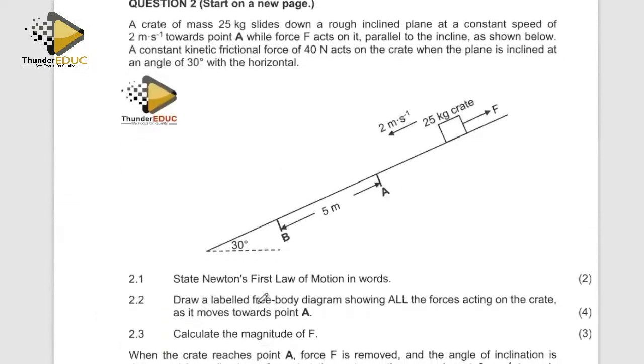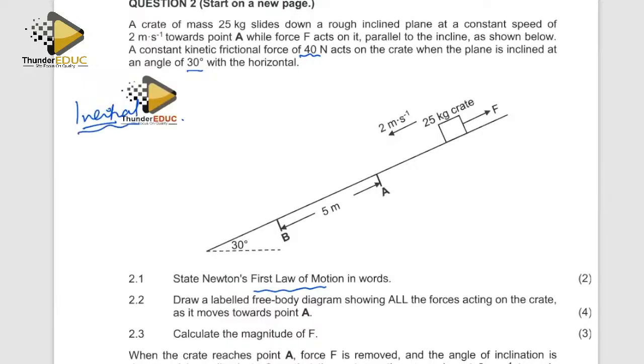Question number 2. There's a crate of mass 25 kilograms that slides down a rough inclined plane at a constant speed of 2 meters per second towards point A. There's a force F that acts on it parallel to the incline as shown. There's a constant kinetic force, 40 newtons, and the incline is 30 degrees. Now they want us to state Newton's first law of motion in words. This law is also the same as the law of inertia. So what does the law of inertia state?